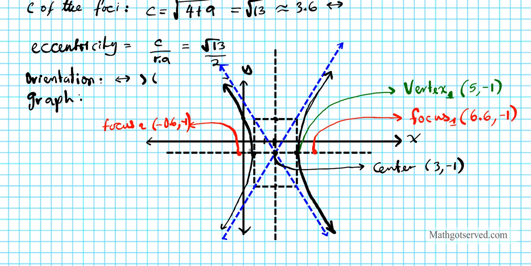So let's label that up here. This is vertex 2. To get that, we just go 2 units to the left from 3. So if we go 2 units to the left, 1, 2, that's going to take us to +1. So vertex 2 is going to be +1, comma, -1.